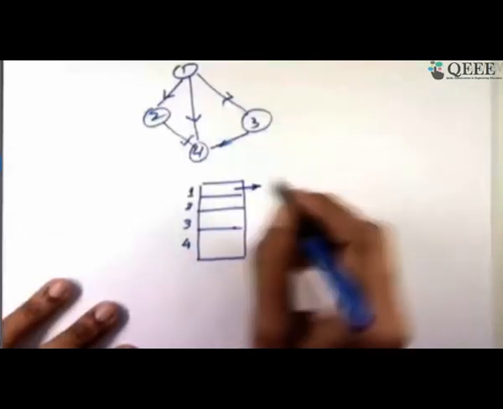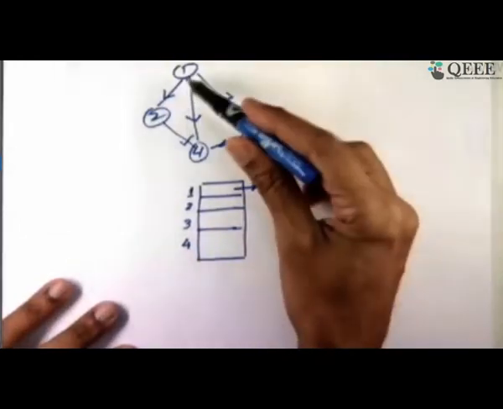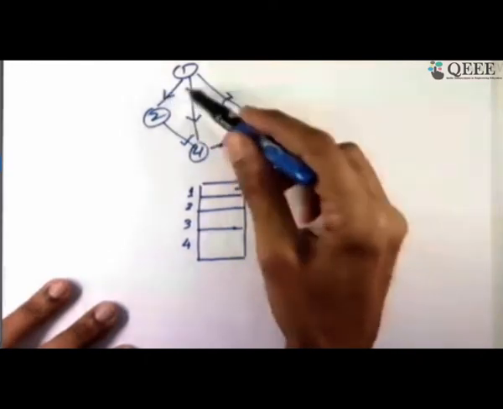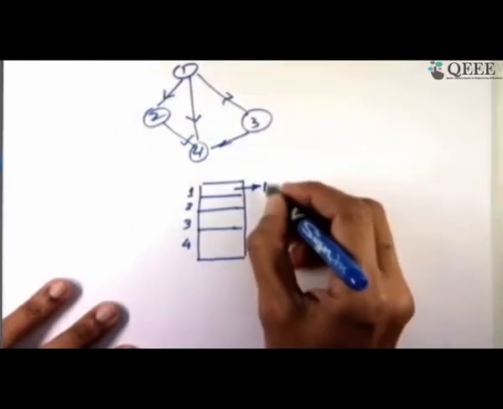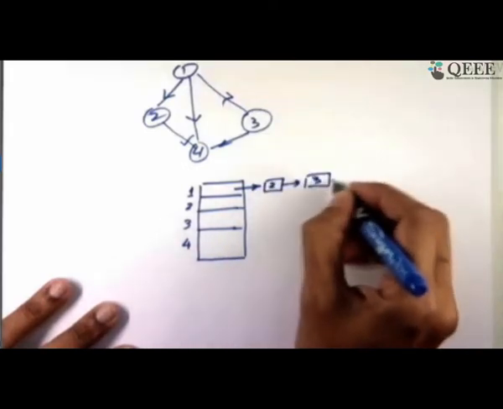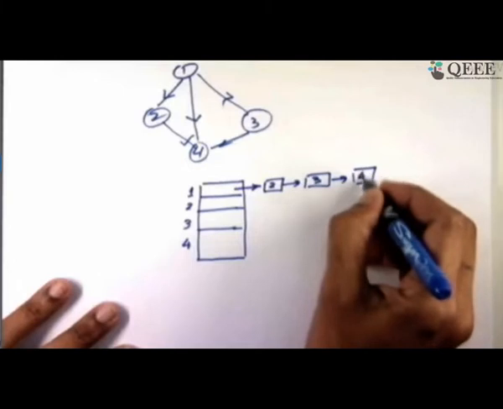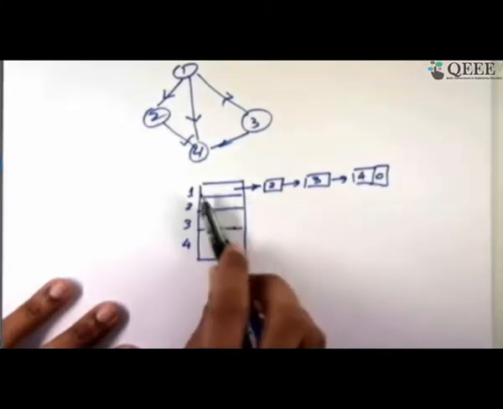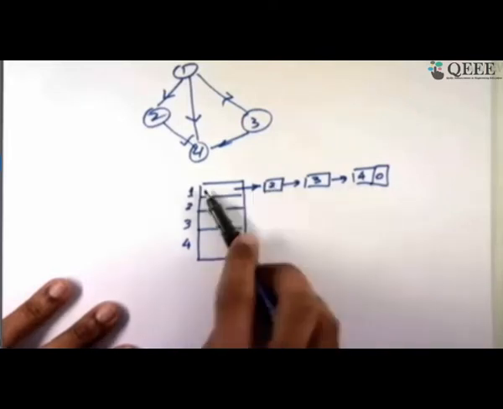Who is 1 connected to? Now 1 is connected to 2, 3 and also 4 directly. 1 to 2, 1 to 3, 1 to 4. So I will create an edge to 2, to 3 and to 4. What is common between them? That they are all direct edges from 1. So 1 to 2, 1 to 3, 1 to 4.